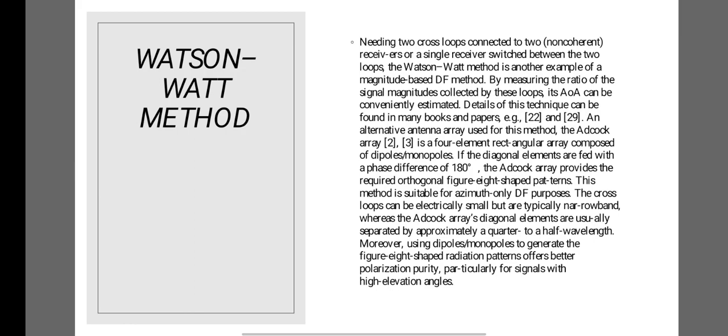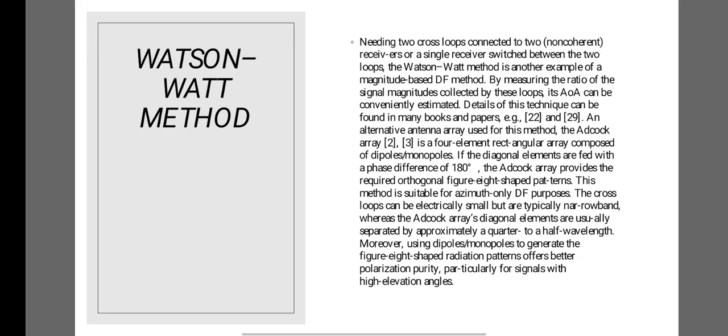Here, for direction finding purposes, the cross loops can be electrically small but are typically narrowband, whereas the Adcock array's diagonal elements are usually separated by approximately a quarter to a half wavelength. Moreover, using dipoles or monopoles to generate the figure-8 shaped radiation patterns offers better polarization purity, which is particularly useful for signals with high elevation angle.